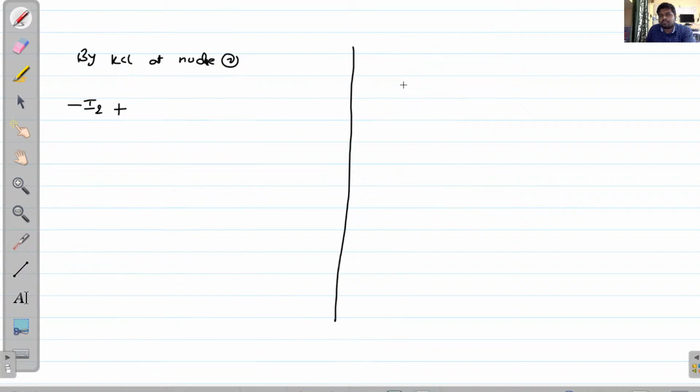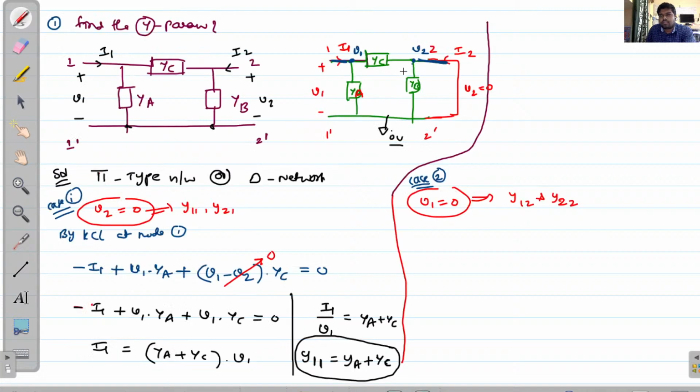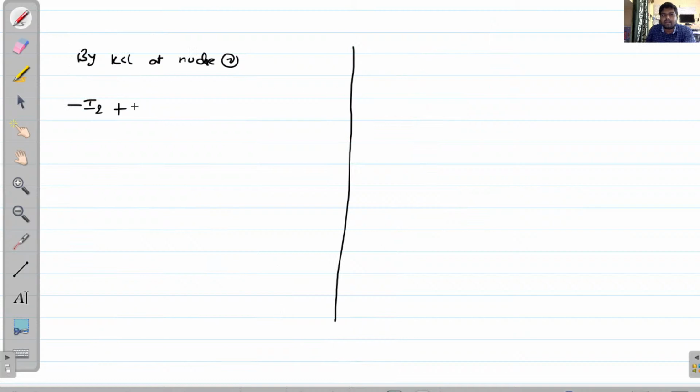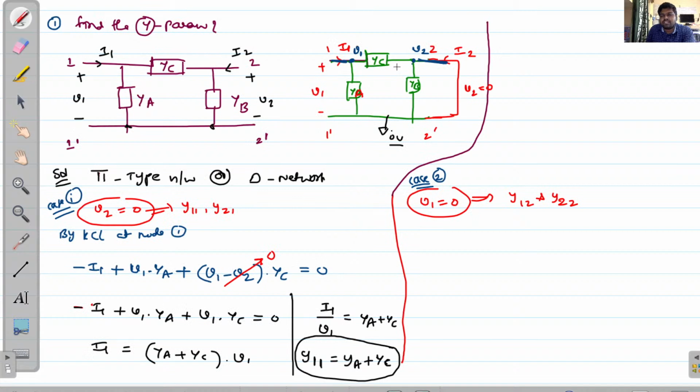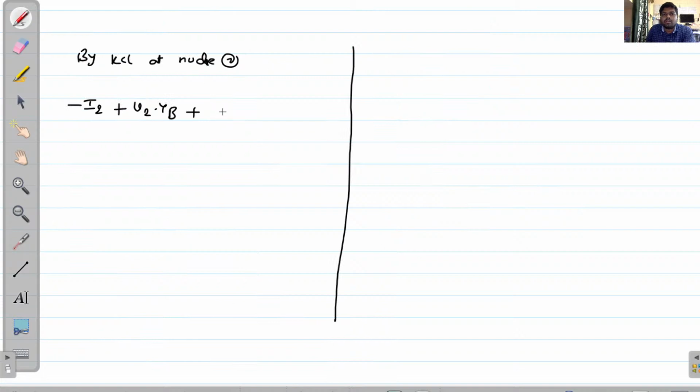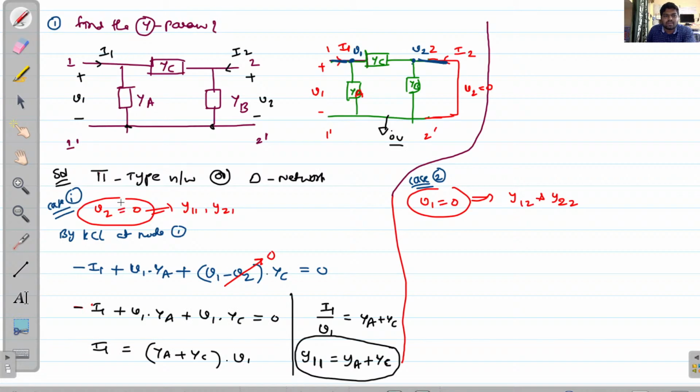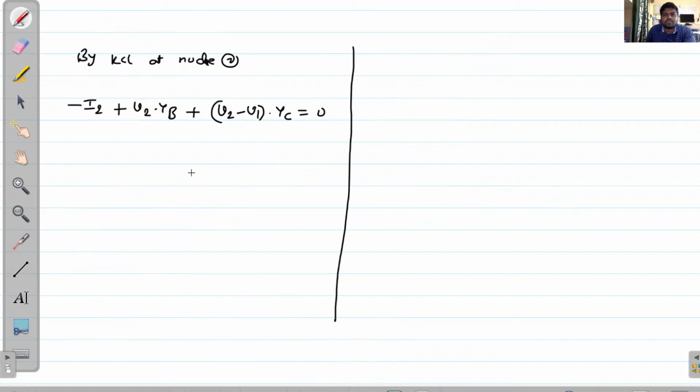Now here V2 into YB, and the next one is the YC current. So this is V2 minus V1 into YC, equals 0. But we are in case 1, right? According to case 1, our assumption is V2 equals 0, so you can substitute V2 equals 0 here. This is V2, you can substitute 0. This is also V2, you can substitute 0. Now what you will get?